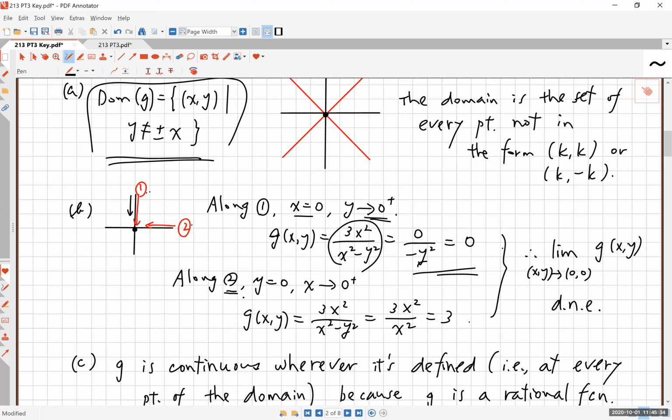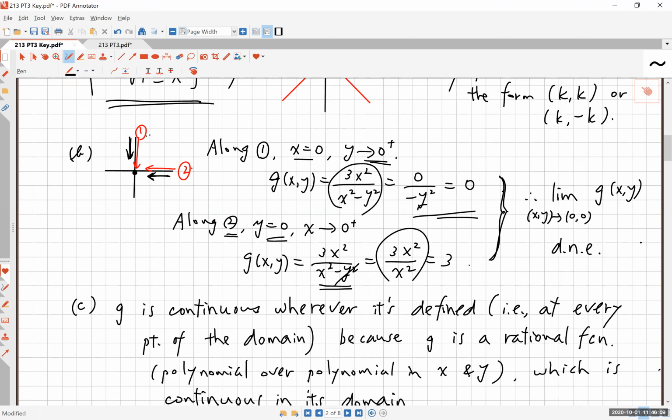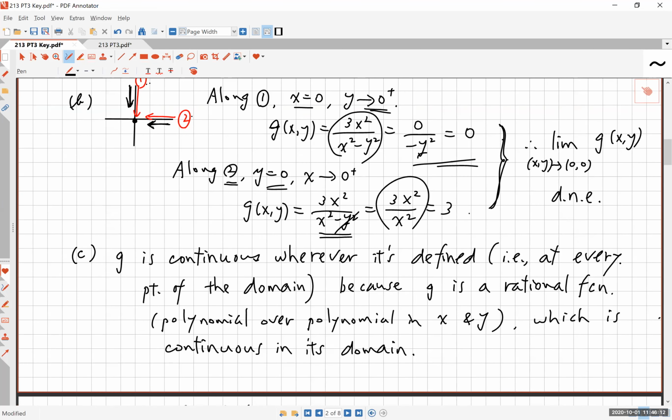Now along 2, notice here, y is constantly 0, but x is not. x is approaching 0, but x is never 0. So in this expression, y squared goes away, and this is exactly 3 at every single point on 2. So as you approach the origin from this direction, the value of the function is constantly 3. So 0, 0, 0 all the way here, 3, 3, 3 all the way here. The fact that you get different answers shows that the limit does not exist at the origin. You have had several problems in your homework like this.